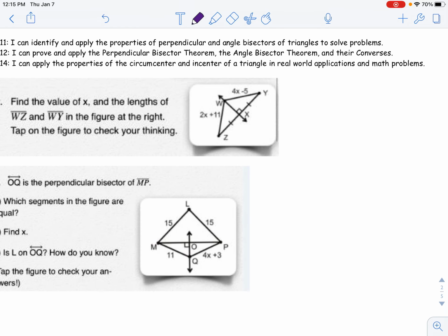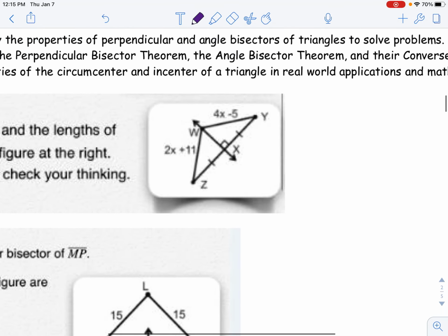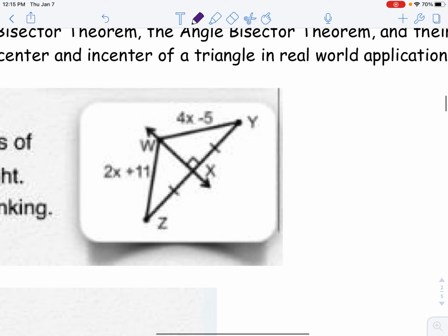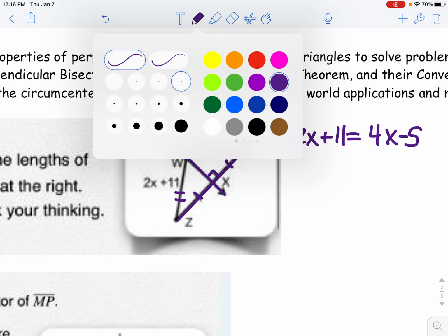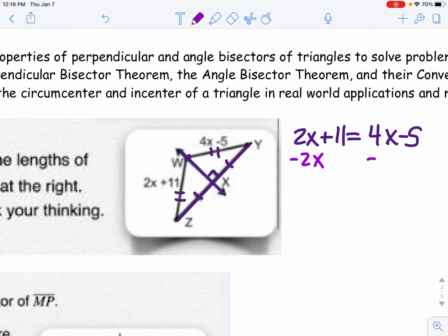All right, find the value of x and the lengths of WZ and WY to the figure on the right. So what this is saying basically is, look at this. This purple line bisects this purple line, or it's a perpendicular bisector. Since W is on that line, it means that 2x plus 11 and 4x minus 5, those lengths are equidistant, so they're just going to be equal to each other. So when in doubt, when you see some crazy geometry problems like this, just start setting things equal to each other and see what happens.